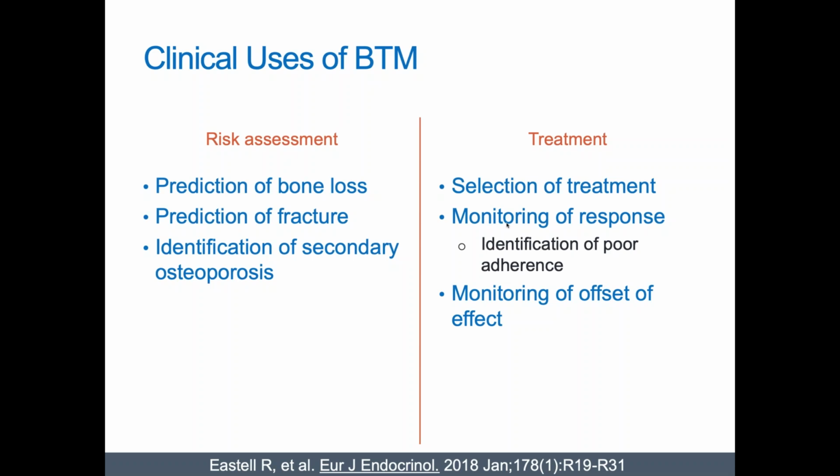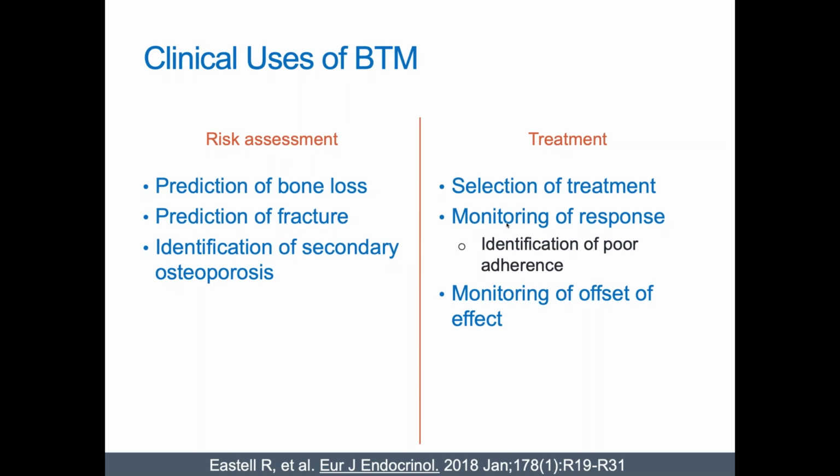On the treatment side, it's been proposed that bone markers could be helpful in selection of treatment, such that if a high bone turnover was found, the patient might be more likely to respond to anti-resorptive treatment. And that is true, that has been shown by research, but it's also true that anabolic drugs are most effective in people with higher turnover. So the selection hasn't proven to be so useful.